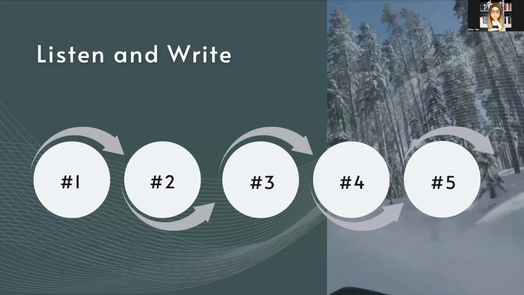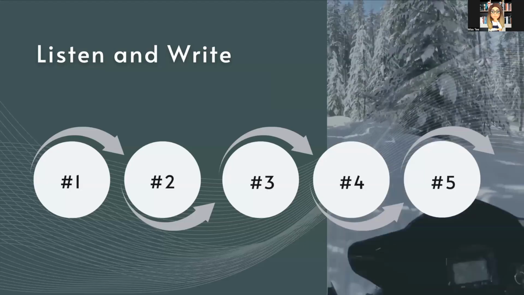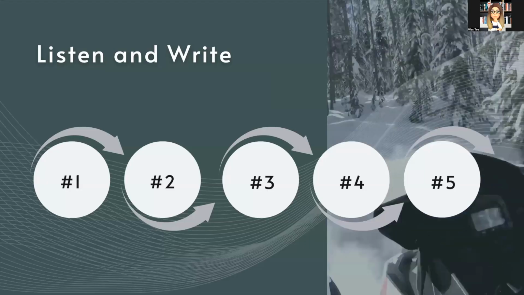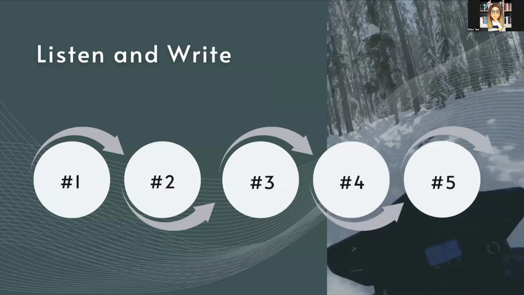Number 4. She wore a thin coat instead of her heavy parka.